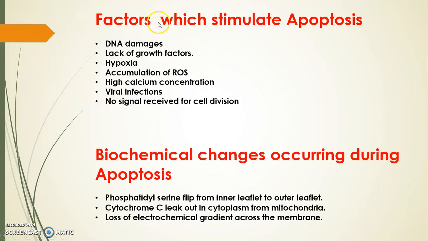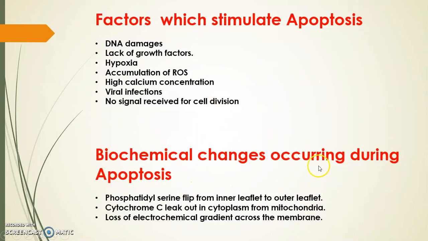So now we are going to discuss what are the factors. It is very important to understand which factors are going to stimulate the process of apoptosis. Although we have studied the basics of apoptosis, it is now very important to remember these key points: when this process will take place. So when there will be any DNA damage, lack of growth factors, hypoxic condition, lack of oxygen, accumulation of reactive oxygen species, sometimes high calcium concentration, infections caused by viruses, or, as you all know, for any cell division there will be signals received. When no signal is received for cell division, although the cell is going for cell division, then there will be apoptosis.